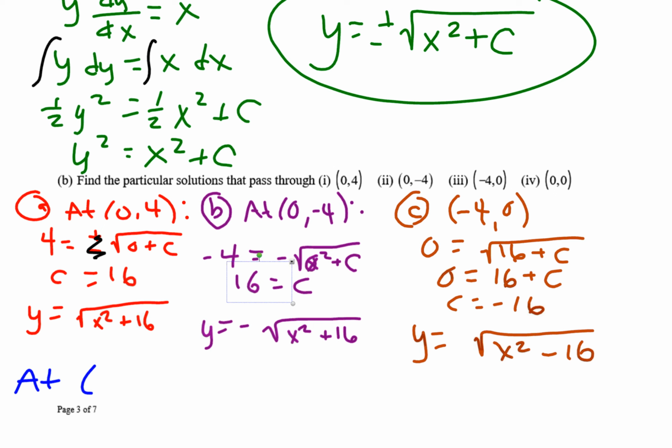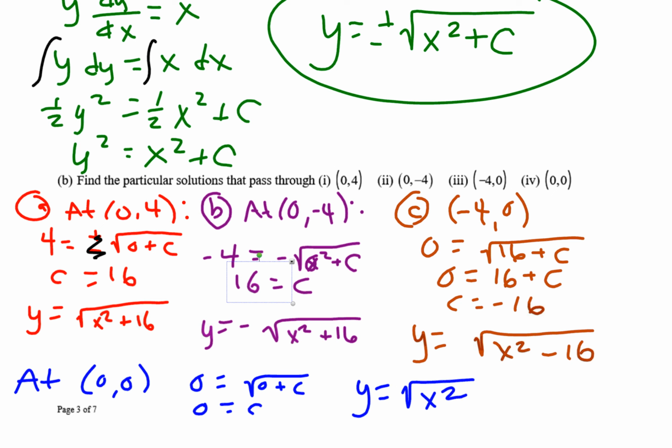And lastly, we have 0, 0. So at 0, 0, we'd get 0 equals square root of 0 plus c. So c equals 0. y would be the square root of x squared plus 0, but the square root of x squared, a lot of you are going to say that's x. It's not. It's the absolute value of x. How exciting!